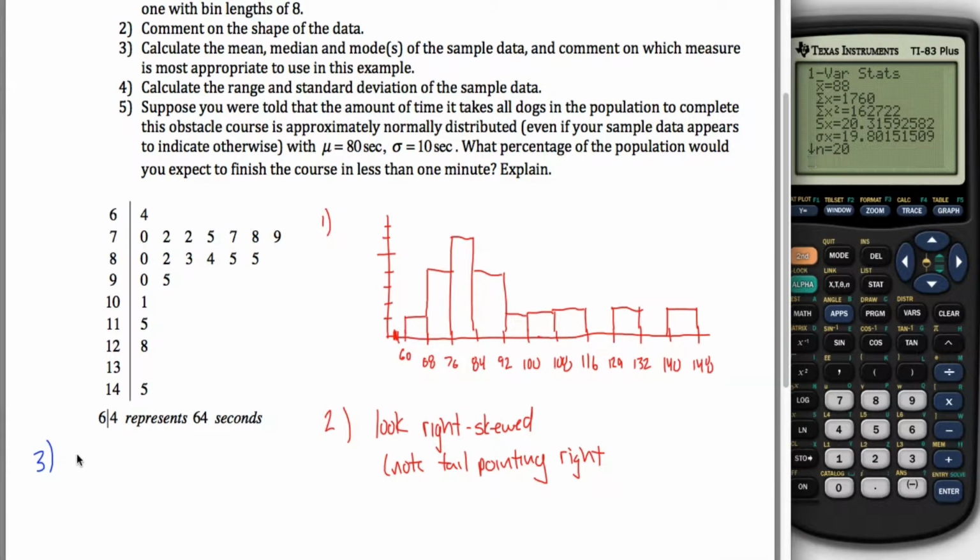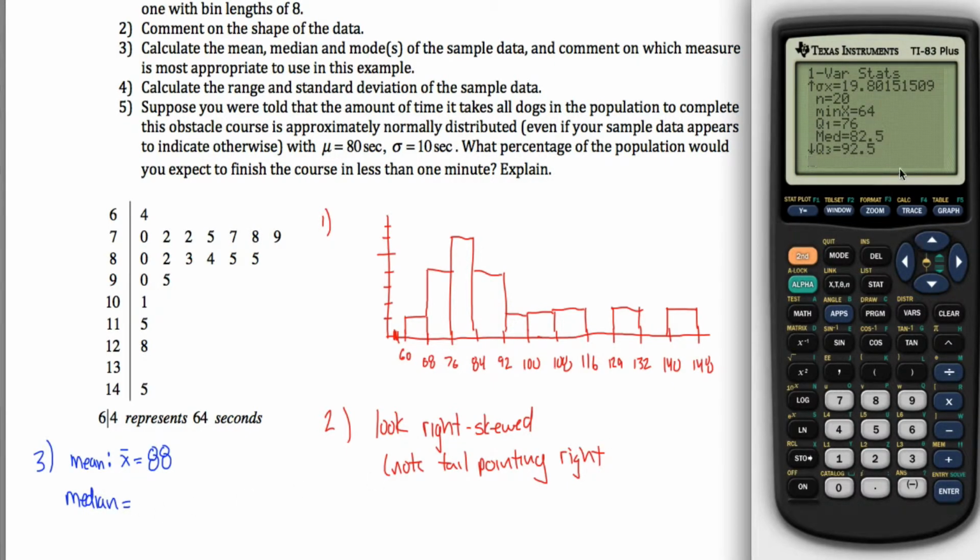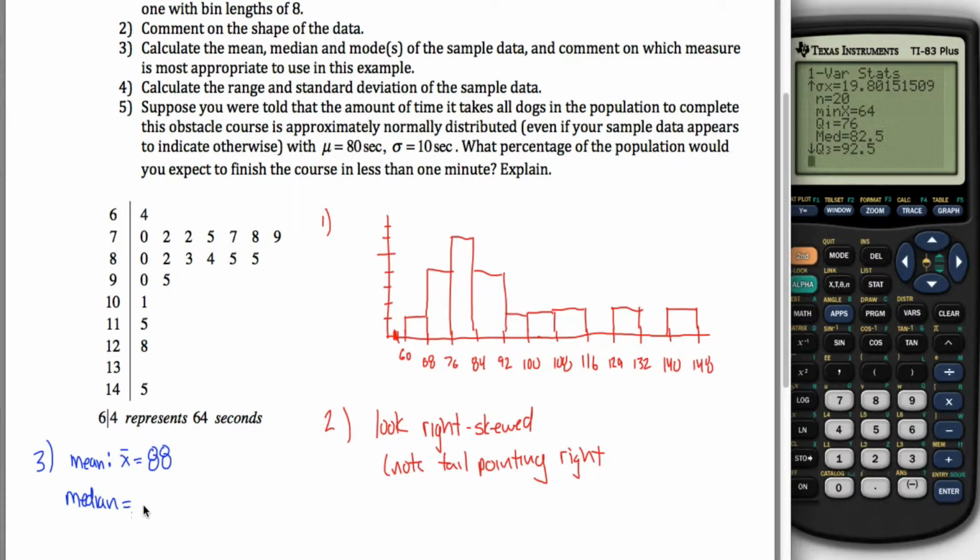It tells you the mean. It's this X bar guy, given to me in this problem as 88. Median gives you that also. It's kind of hiding down at the bottom. There it is, 82.5. Note that the mean is significantly bigger than the median. That's something you would expect in right-skewed data.